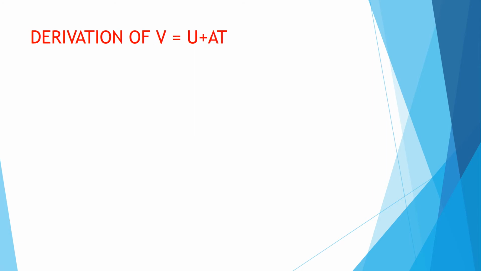Derivation of v is equal to u plus at. We know acceleration is equal to (v minus u) by t. If we take t to that side, then it will come at is equal to v minus u. If you take u to that side, it will come v is equal to u plus at. Hence derived.